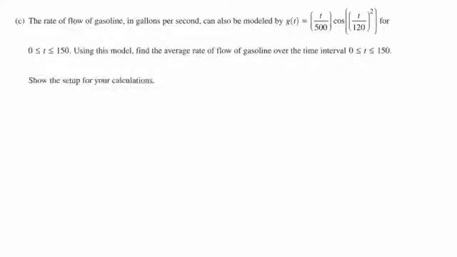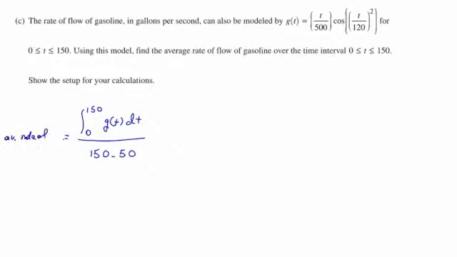For part C, we can say it's at the average rate. When it says average rate of gasoline over the time interval from 0 to 150, since we want to calculate an average of a continuous function, we should calculate the integral. The integral of G(t) dt from 0 to 150, over this interval of 150 minus 0, is equal to the average rate of flow of gasoline over this time interval.